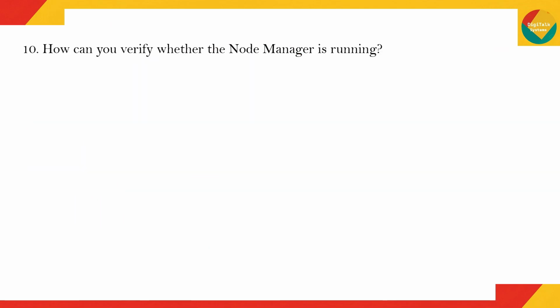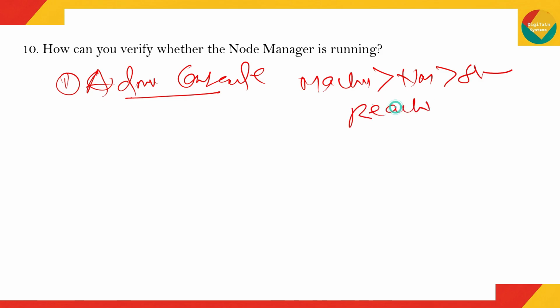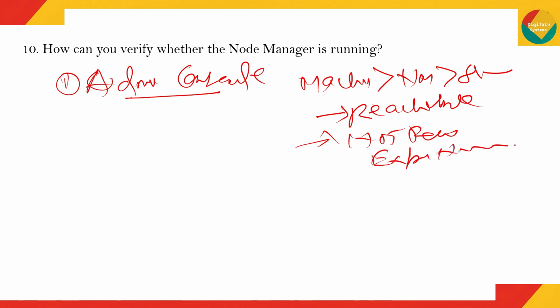How can you verify whether the node manager is running? The very first option, you can go to the admin console and then go to the machine option. Inside the machine, click on your node manager. Here you will get a status tab, and you will see the status as reachable or maybe not reachable. If it is reachable, that means it is up and running. And if there are exceptions, like not reachable, that means node manager is not running.